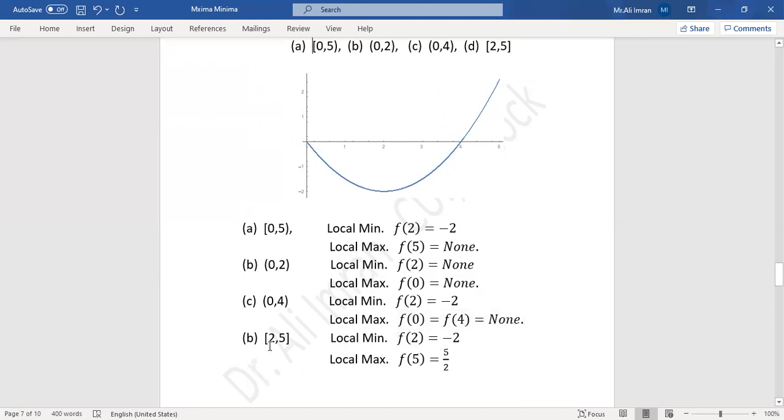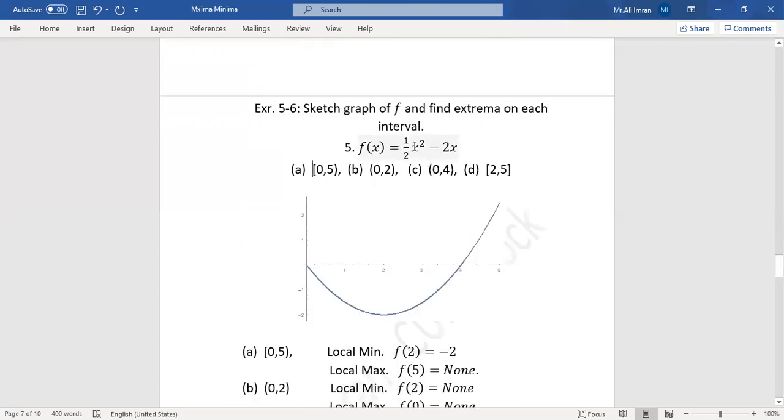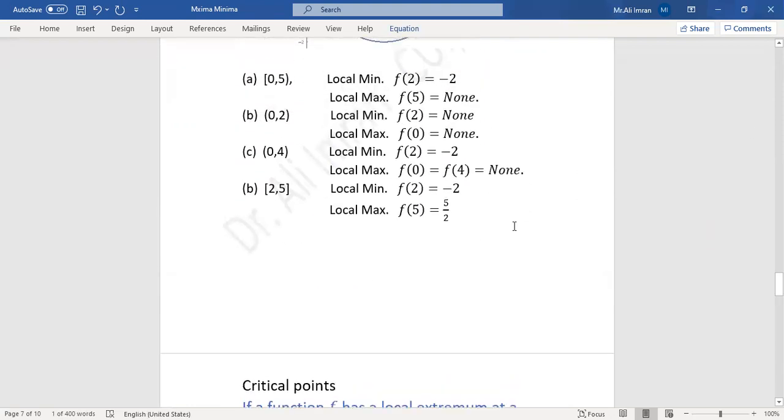Now the d part, interval 2 to 5. At x is equal to 2, this is the lowest point, that will be equal to the local minimum. F of 2 is equal to minus 2. And at 5, the function has maximum value. This maximum value can be found by putting x is equal to 5 in the given function, that will be equal to 5 by 2. This is the local maximum value.